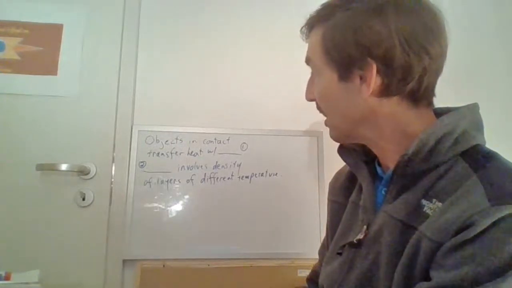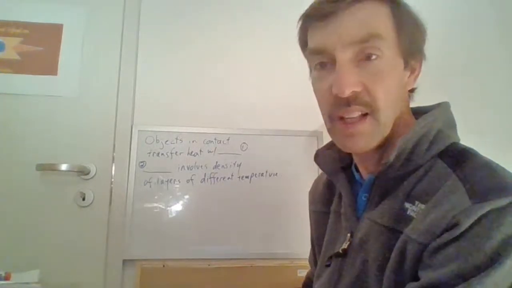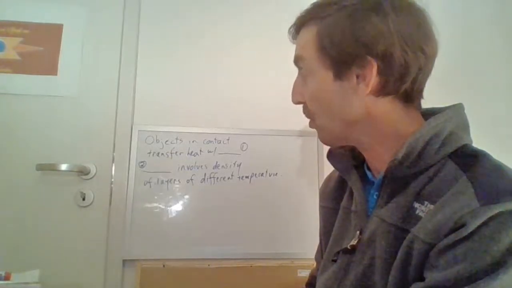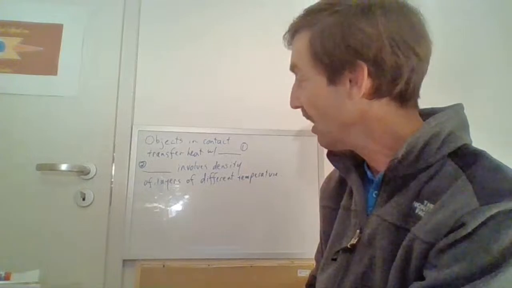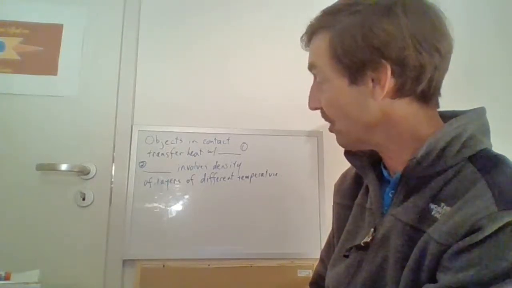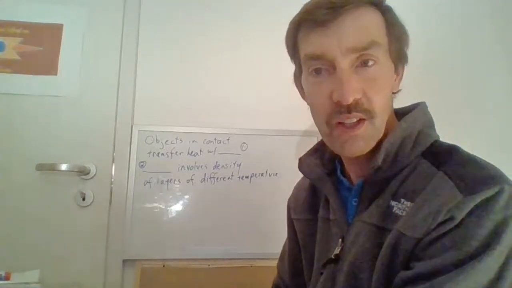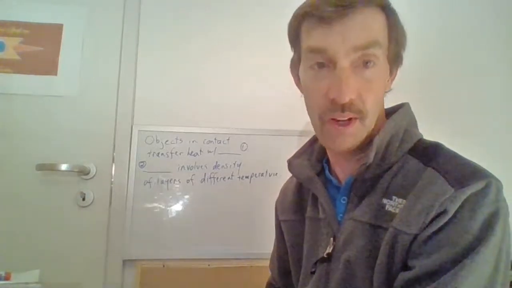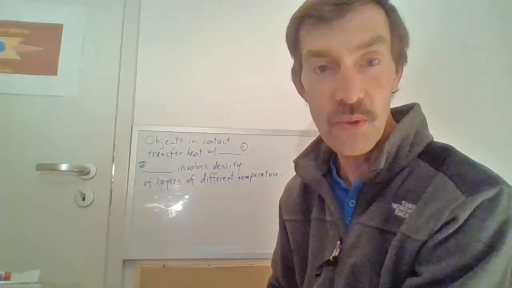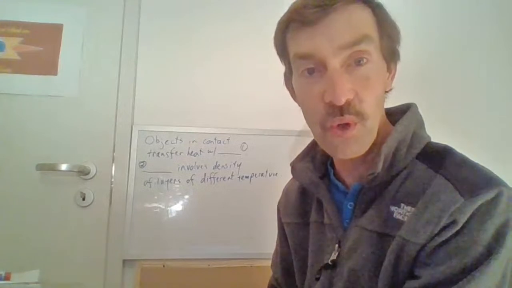Okay, objects in contact. In contact means touching. Transfer heat with. And number two involves the density of layers of different temperatures. So can we fill in either one? And you two others, please say hello so I know you're here and who you are.